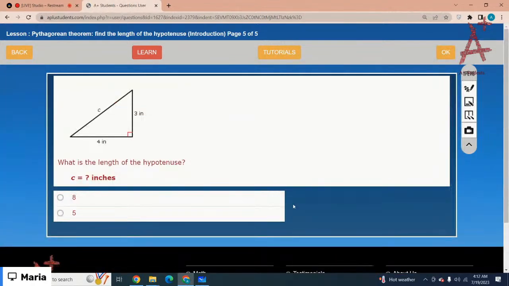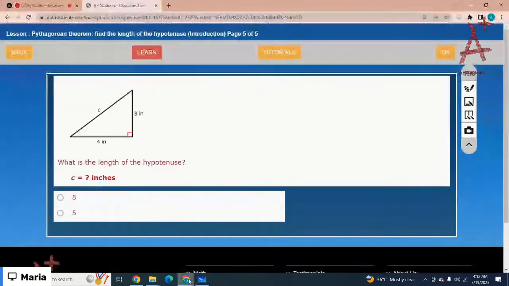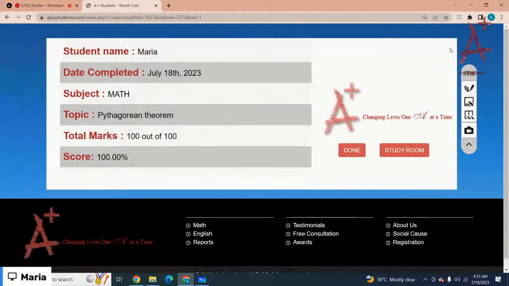Okay, we can do this one, but I think we have already done it. 9 plus 16 is 25. Yes, that's again the same. 3 square is 9 and 4 square is 16. 16 plus 9 is 25. So the length of the hypotenuse is 5. Got it? Okay, we are done with the lesson. Let's just move on to the next one.